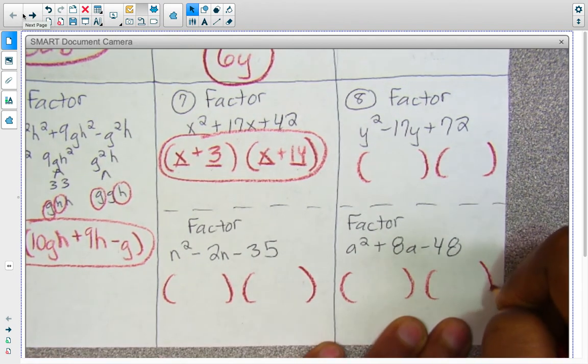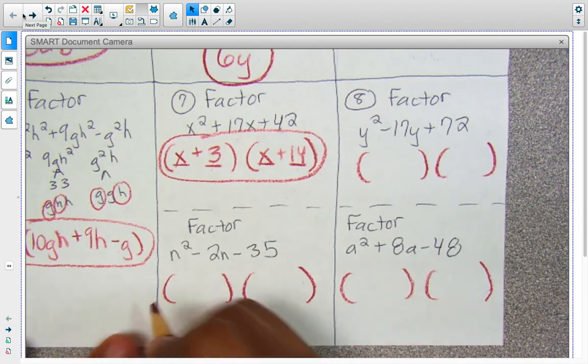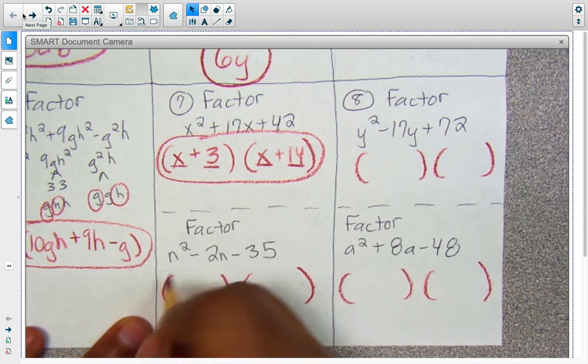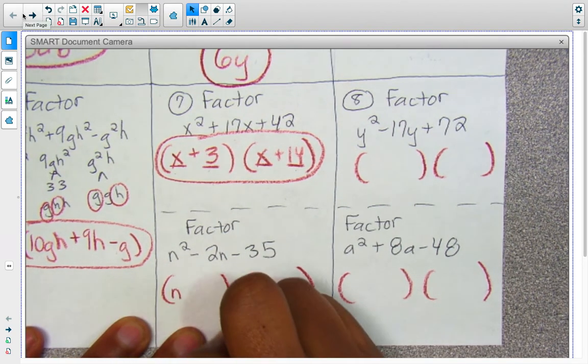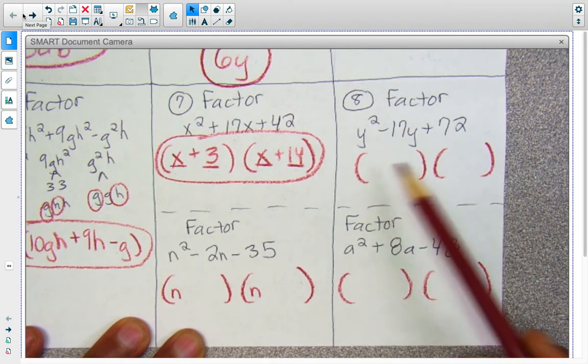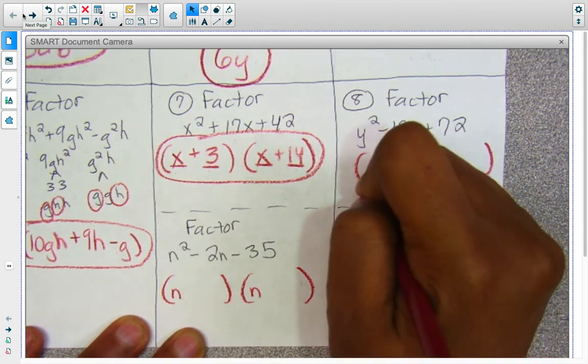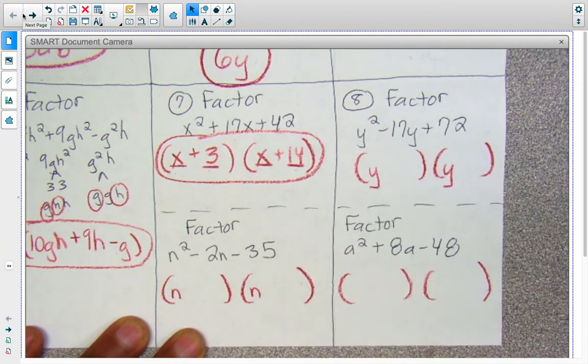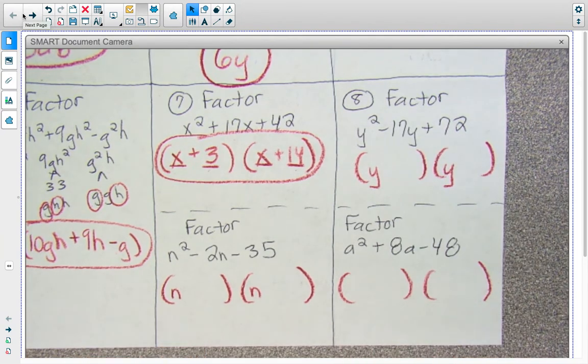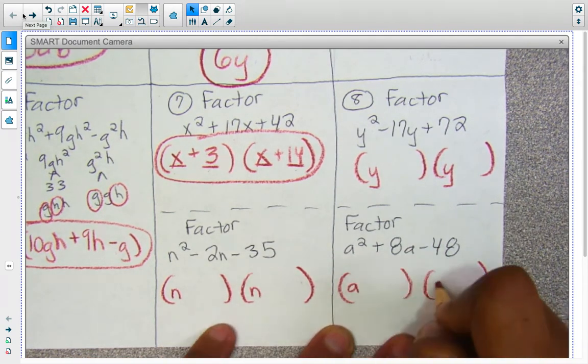I'm going to go ahead and fill in my variables for each of these because I know something times something gives me n squared. That's n times n. Something times something gives me y squared. That's y times y. Something times something gives me a squared. That's a times a.